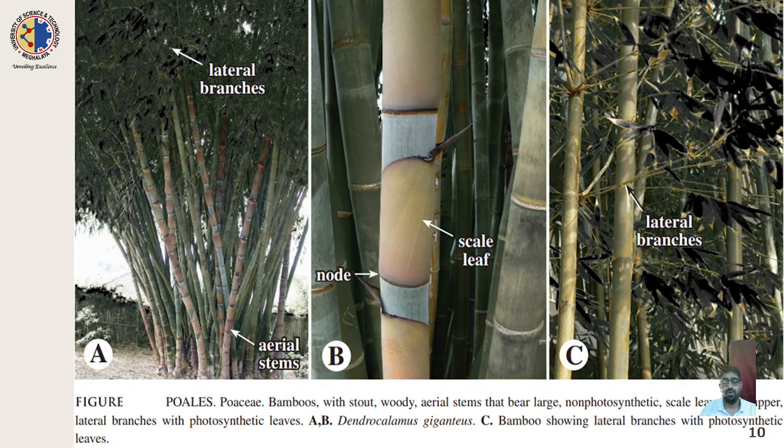So here in this picture, A, B and C, you will find these are all bamboos, and here you find two types of leaves. In picture B, you will find scale leaves. These are non-photosynthetic leaves, and in the upper branches you will find photosynthetic leaves. Nodes and internodes you can see easily in this picture.